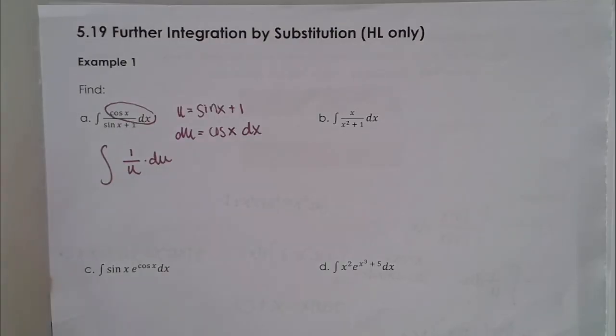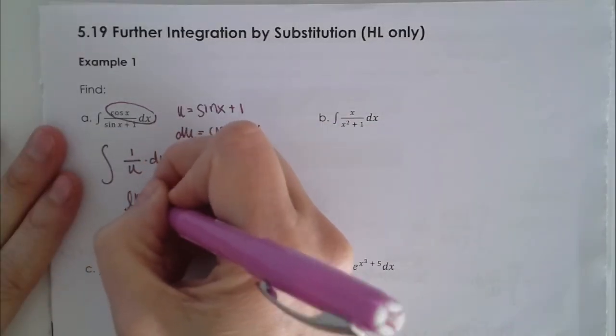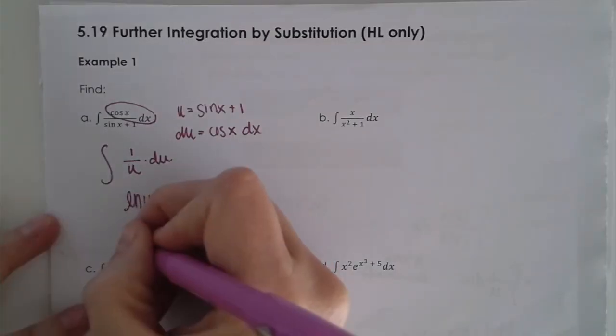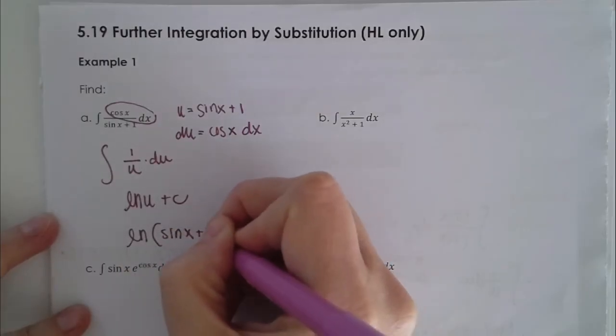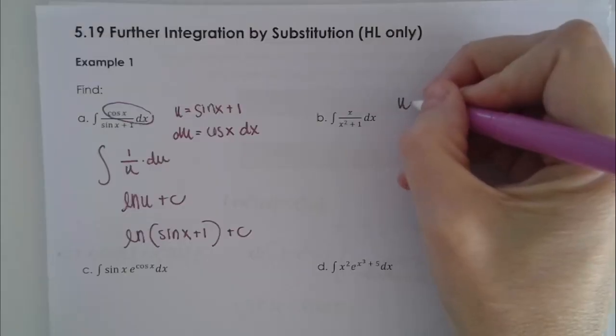log. So now the antiderivative of 1 over u we know is ln u plus c, and then your job is to just put the u back in. So natural log of sine of x plus the 1, and then don't forget your plus c because we're doing an indefinite integral.